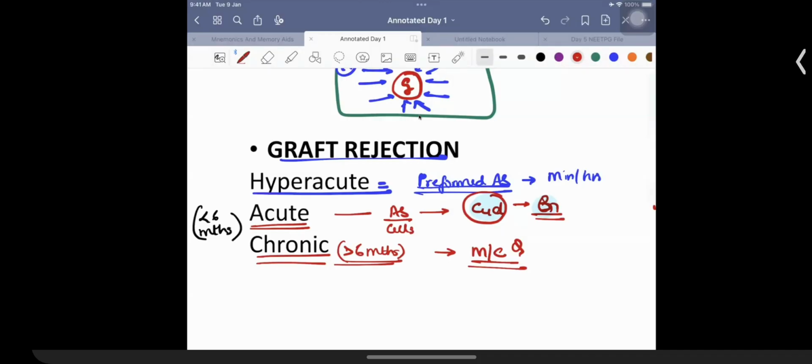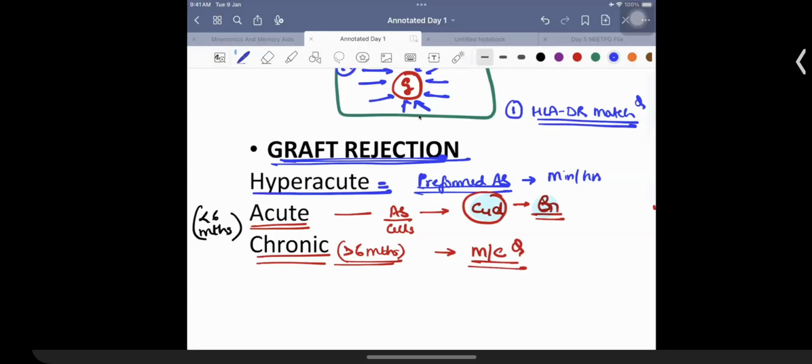You have been asked two more questions. How can we decrease the risk of transplant rejection? The first method is gene matching. In gene matching, you have to do HLA matching. In HLA matching, the most important HLA which has to be matched is HLA-DR.